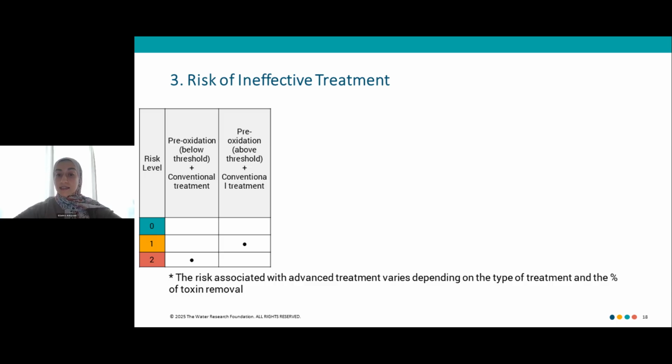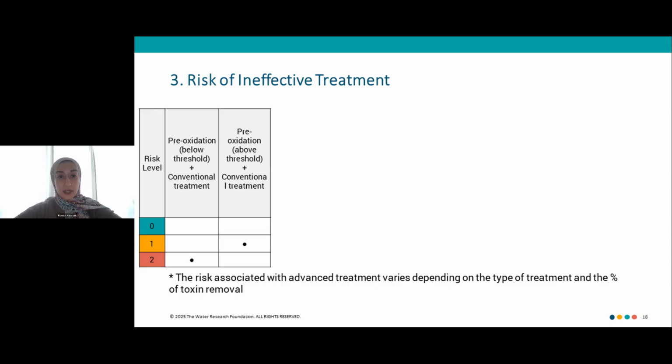You can see on the right side that if we apply oxidation after conventional treatment, we are at less risk compared to if we applied oxidation before conventional treatment. That is mainly because conventional treatment can remove intact cells without risking the release of toxins in the water to a great extent. So you are reducing the risk of release of toxins in the water.